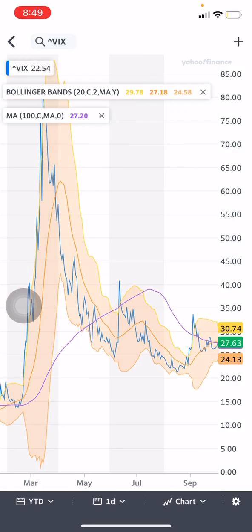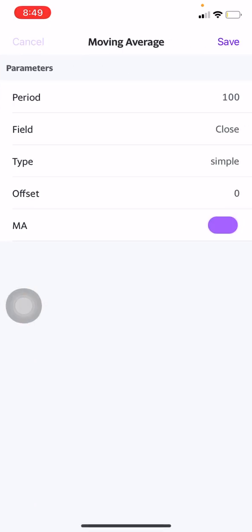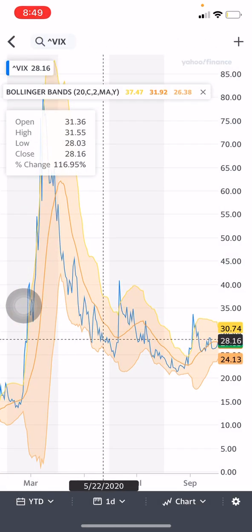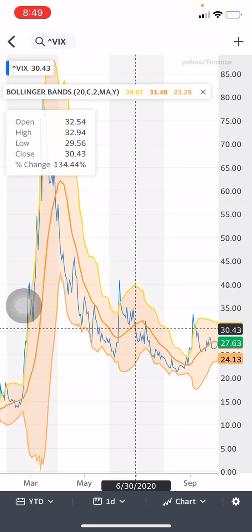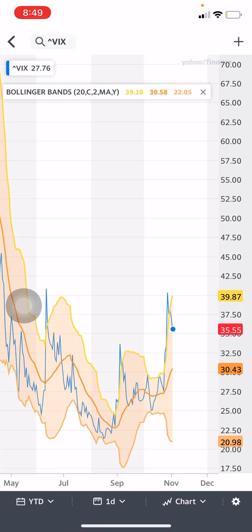As you can see, I actually have Bollinger Bands on. I use that. I don't need the moving average, so I like to have the Bollinger Bands on. And I will make a separate video about Bollinger Bands because it works differently for the VIX kind of. Because the Bollinger Band is also supposed to measure volatility.